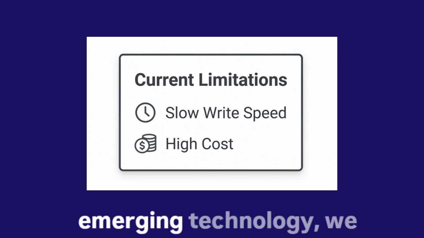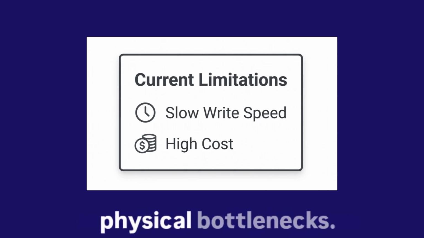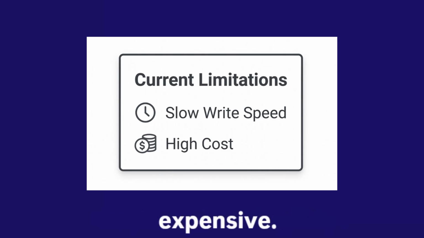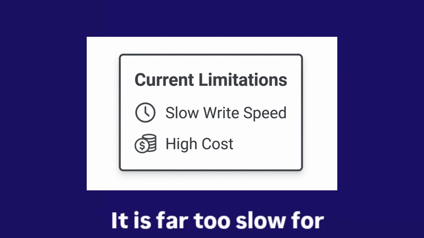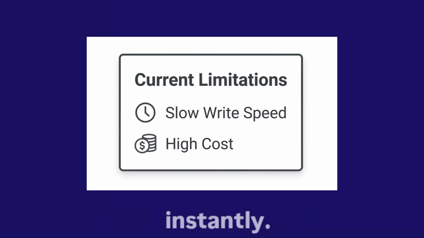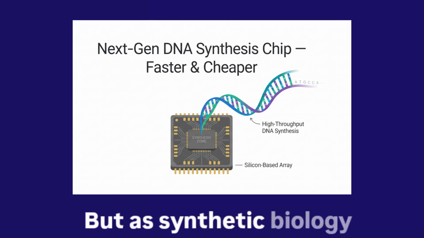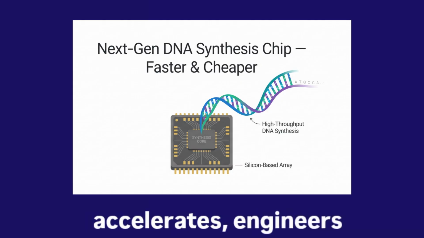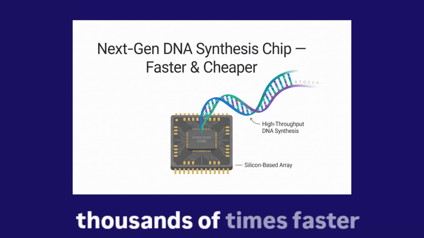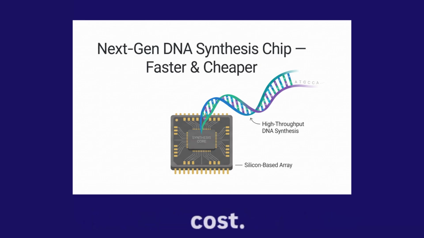Of course, like any emerging technology, we are still navigating physical bottlenecks. Currently, writing DNA is slow and incredibly expensive. It is far too slow for you to use DNA to store your photos in real time or load a video instantly. But as synthetic biology accelerates, engineers are building new solid-state silicon chips that can write DNA thousands of times faster and at a fraction of the cost.